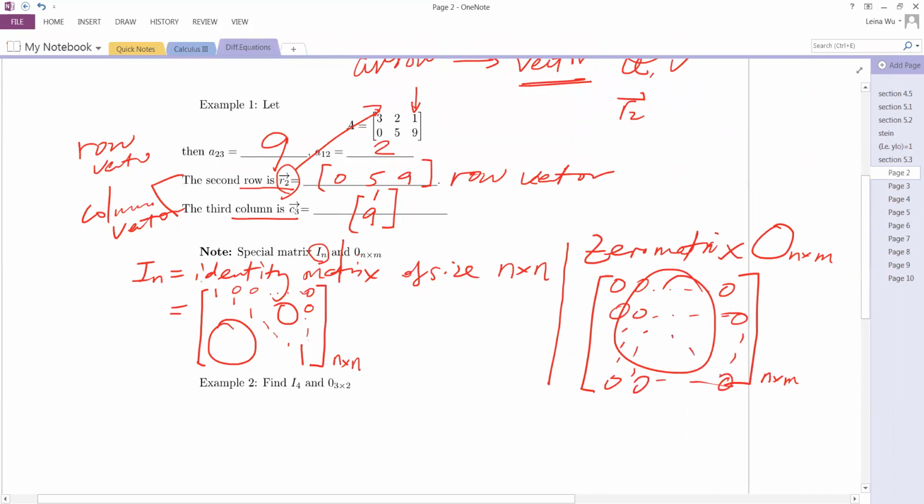I do want to emphasize there is something different between identity matrix and zero matrix. The identity matrix has all the ones on the diagonal, and it has to be a square matrix. The zero matrix can be square, or it could be a rectangular shape. It doesn't have to be a square matrix. I mean, the number of rows doesn't have to be the same as the number of columns.